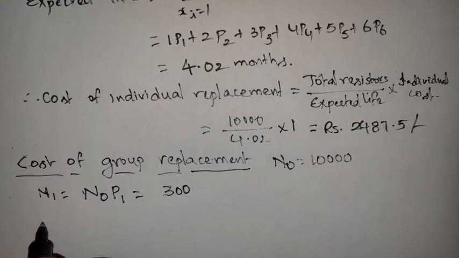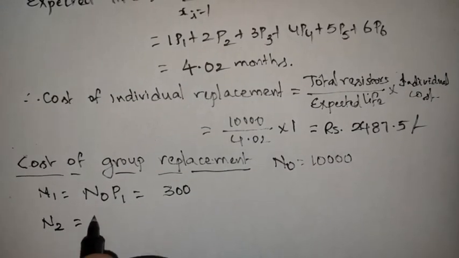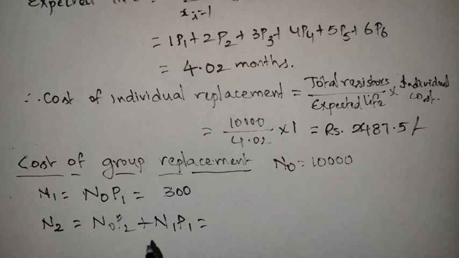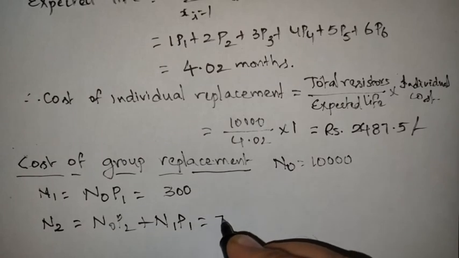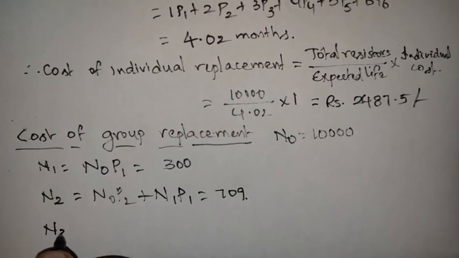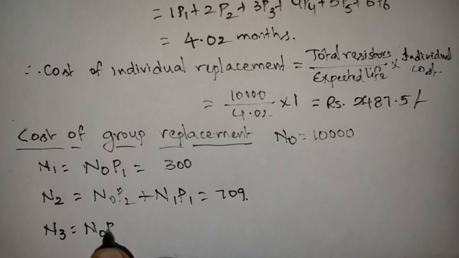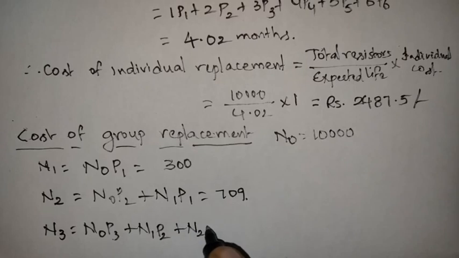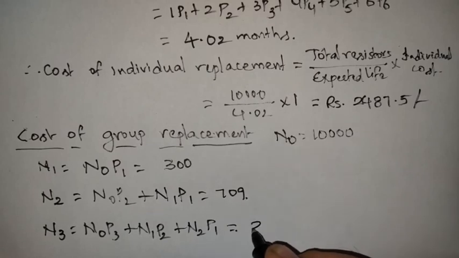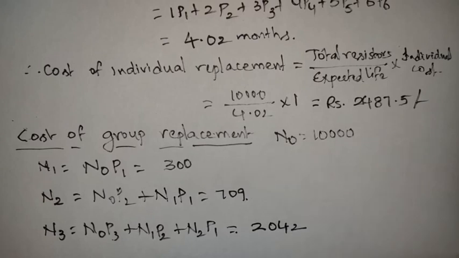Next, let us find N2. So N2 equals N0 into P2 plus N1 into P1. If you substitute all values, then you will get N2 equals 709. Then calculate N3. So N3 equals N0 into P3 plus N1 into P2 plus N2 into P1, which equals, then we will get 2042.